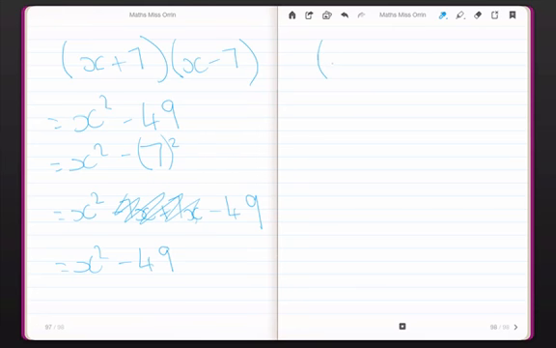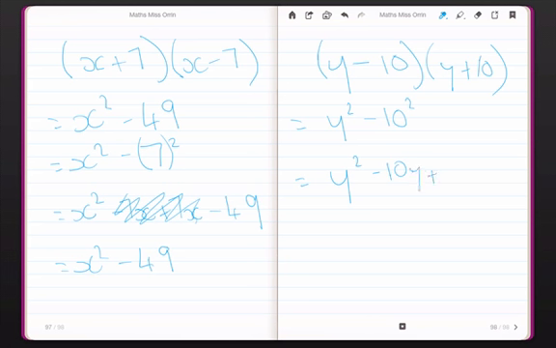Let's do another example. Let's say (y minus 10)(y plus 10). The answer is going to be y squared minus 10 squared, okay? Because if we expand them properly, we've got y squared minus 10y plus 10y minus 100. These two bits cancel out, don't they? Negative 10y plus 10y is 0. So y squared minus 100. You know what I mean. Let's try and rub that out. There we go. That's a bit better.